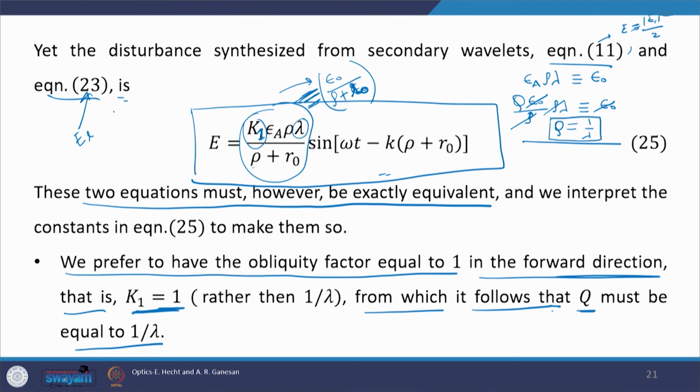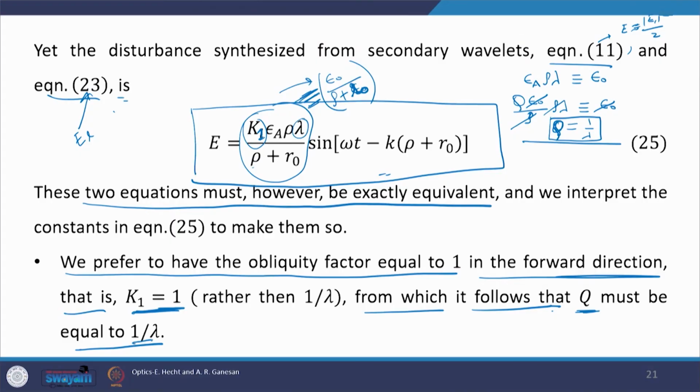Therefore, if we want the two expressions 24 and 25 to exactly say the same thing, then Q must be equal to 1 by lambda. Okay. And this is how we decided the unknown constant Q. We initially assumed that there is some constant Q which appears in the source strength. Now, its value is decided with this equivalence. And Q is equal to 1 by lambda. Okay. Q is now no more unknown coefficient or unknown constant.